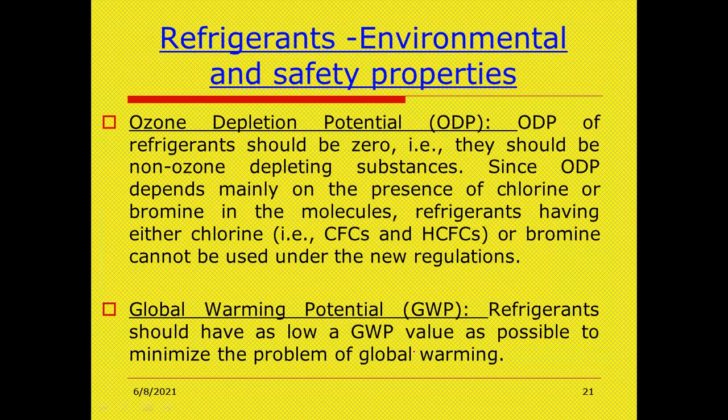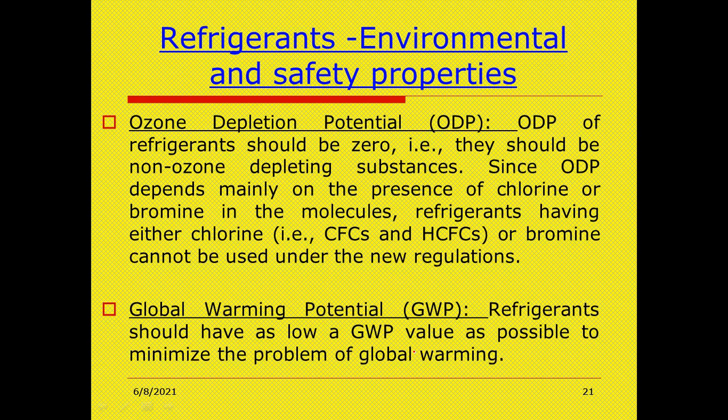Next, environmental refrigerants. We will discuss the environmental and safety precautions regarding refrigerants as the next topic. Here is the ozone depletion potential, that is ODP. The ODP of a refrigerant should be 0, that is, they should be non-ozone-depleting substances. Since the ozone depletion potential depends mainly on the presence of chlorine or bromine in the molecules.